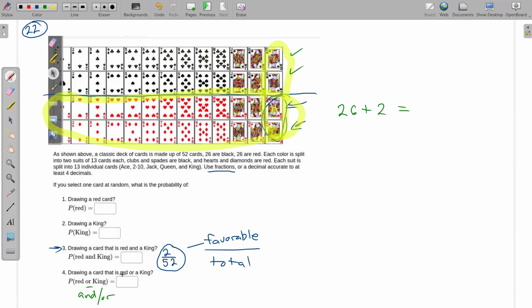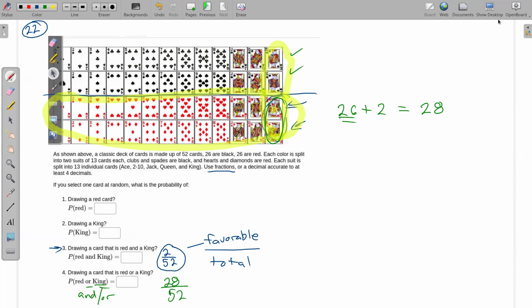So cards that are red or a king, I believe I see 28 cards that are red or a king. Right, the 13 red hearts, the 13 red diamonds, and then these 2 other cards that happen to be kings. The cards that happen to be red and a king were already counted when I did the red cards. So I think for the fourth answer, red or king, I see 28 favorable things out of 52.